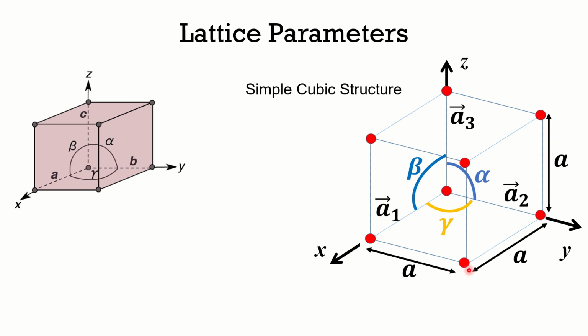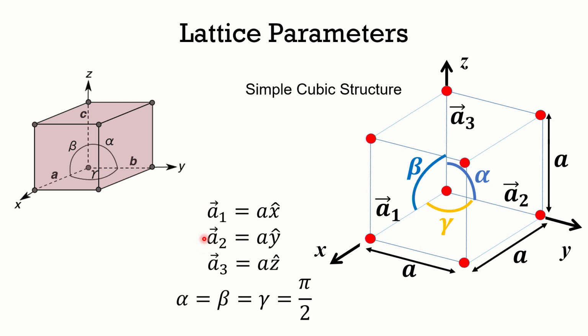If the sides are a, I can represent a1 equal to a x-cap, a2 equal to a y-cap, a3 equal to a z-cap, and alpha, beta, gamma are pi by 2. So these are the set of lattice parameters which represent one unit cell of a simple cubic structure in 3D.